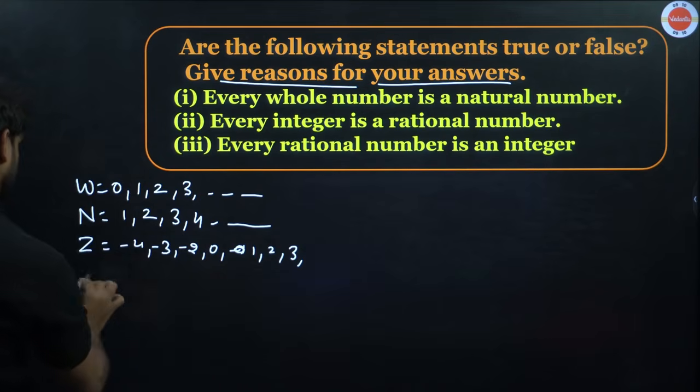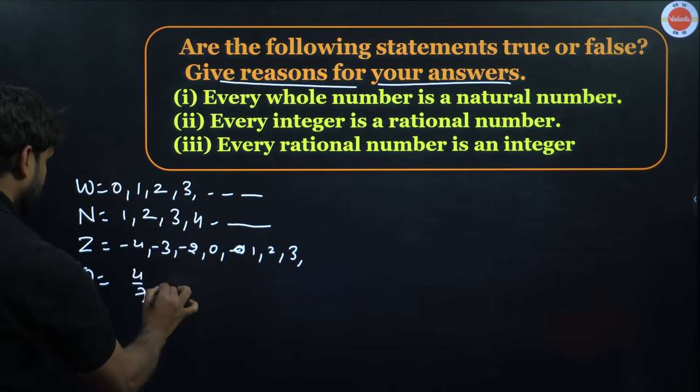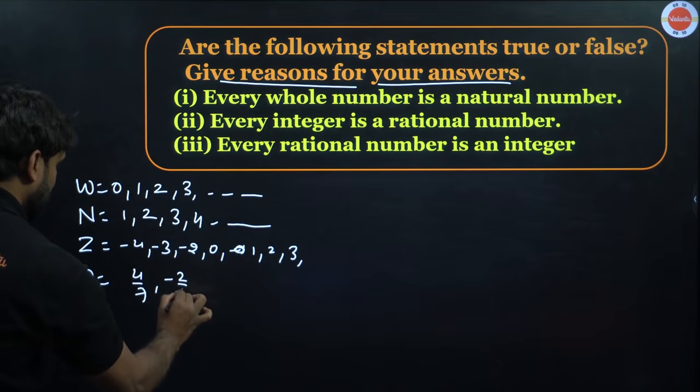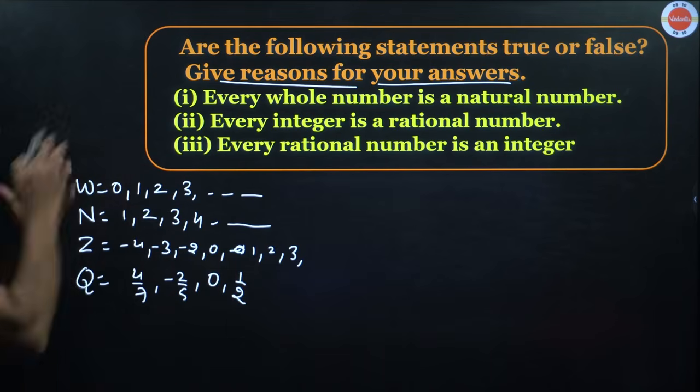And the other is a rational number. Rational numbers are represented by q. So these are 4 by 7, -2 by 5, 0, 1 by 2. These are the rational numbers. So let's solve the questions now.